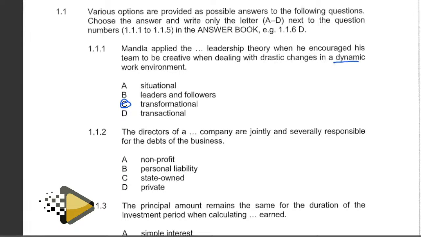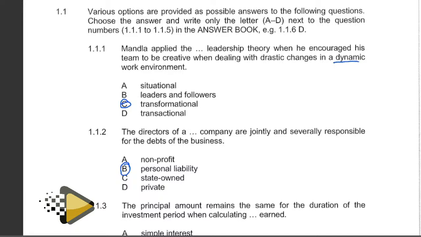Okay, right. So now let's check 1.1.2. 1.1.2 reads as follows. The director of a dash company is jointly and severally responsible for the debts of the business. So now this one is somehow sort of tricky, because the option that is B, yes, it is the appropriate answer. But also, if you were having the partnership on the list of the options, partnership was going to be the appropriate answer rather than personal liability. Okay, right. So now let's move on to 1.1.3.